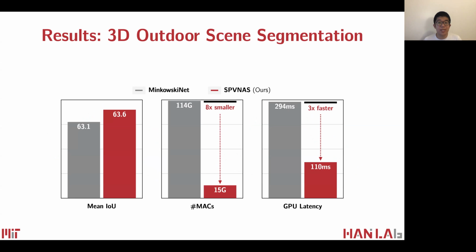So we demonstrate the results of our SPVNAS. You can see that we can achieve 8 times computation reduction and 3 times measured speedup compared with the MinkowskiNet while achieving higher accuracy. This allows our model to be more efficiently deployed on real self-driving cars.